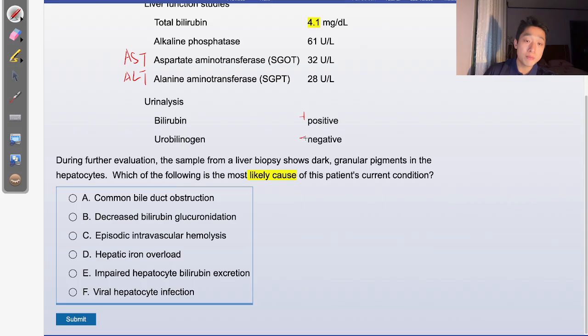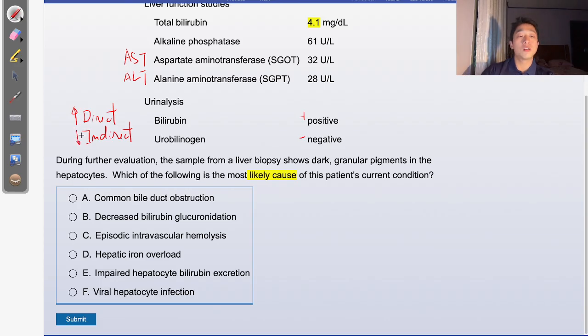Bilirubin positive in the urinalysis means that we will have an elevated direct bilirubin, because the direct bilirubin is water soluble, so we'll identify this in the urinalysis. And urobilinogen is for indirect bilirubin. That's negative. That means it's low.